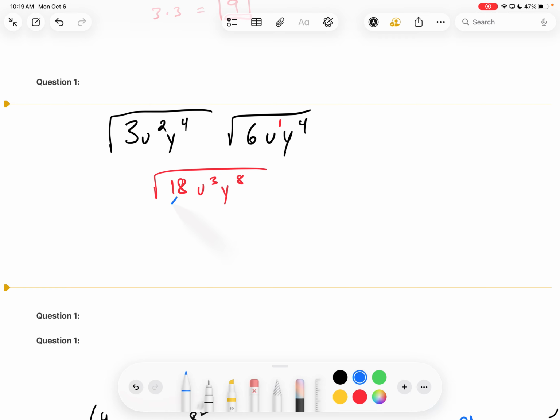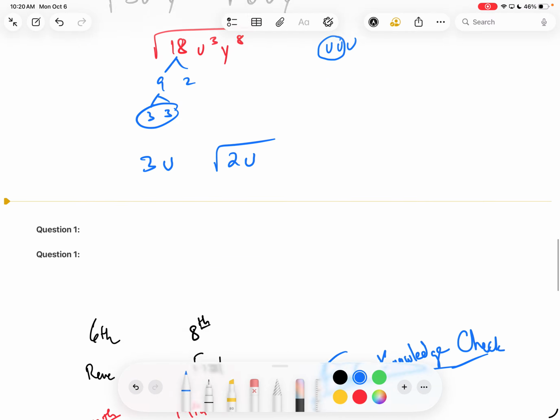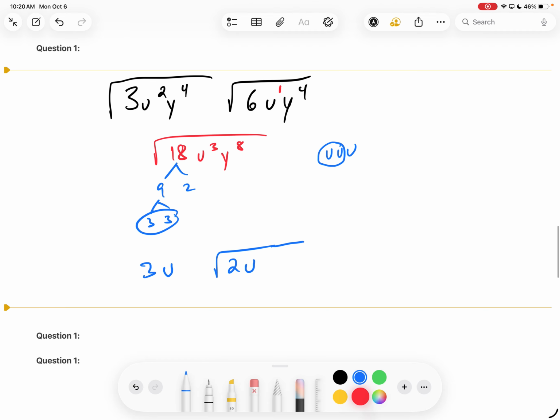So now you can go through the simplifying steps. 18 would be 9 and 2, 3 and 3. So here a 3 comes out and a 2 stays in. For the U's and the Y's, you can write them out and do the same thing. One pair comes out. That one doesn't have any friends, so it stays in. My Y's, 1, 2, 3, 4 pairs, so they come out. You can write them out.